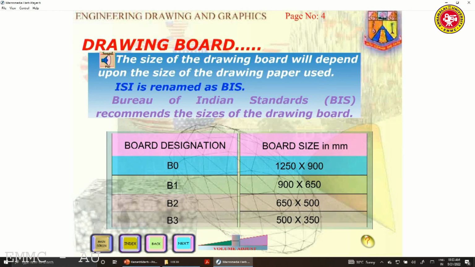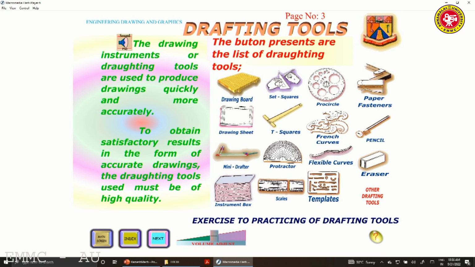There are various sizes. Normally we have a lot of sizes according to BIS, that is ISO. The Indian Standard recommends many board sizes. First is B0, the largest, with a board size of 1250 mm by 900 mm. Then we have B1, B2 and B3. Normally we use B2 in our laboratory classes, with a size of 650 mm by 500 mm. Next we are going to see the drawing sheet. It is also important, because whatever object we have to represent on paper is drawn on the drawing sheet.